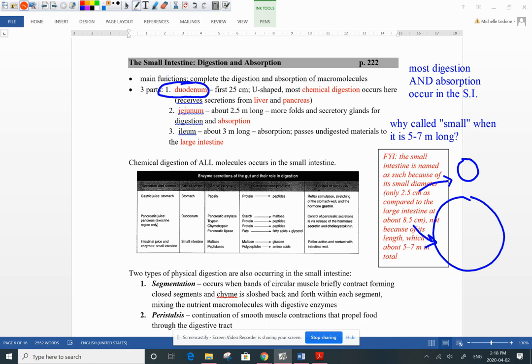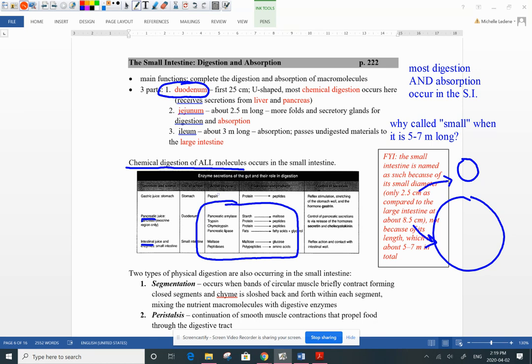The one that we talk about the most, the first part of the small intestine, is the duodenum. And this is where most chemical digestion is occurring. There's a bunch of secretions, enzymes, and stuff coming from the liver and the pancreas. And this little chart shows here that we're having chemical digestion of all molecules, proteins, carbs, fats, everything is being digested in the small intestine. So some secretions, juices, we'll say, from the pancreas, some from the intestines themselves. And so these are the different enzymes, and this is what's being broken down in the small intestine.